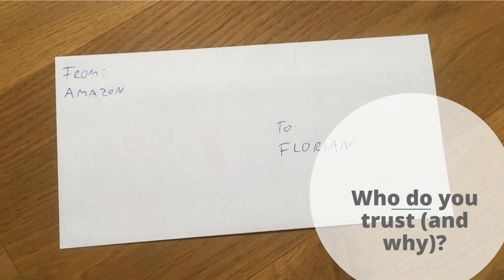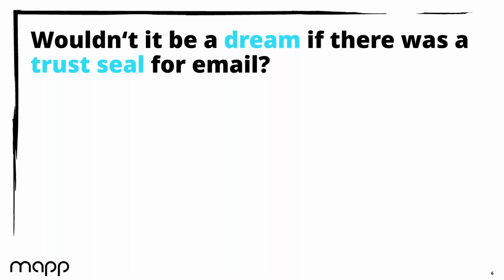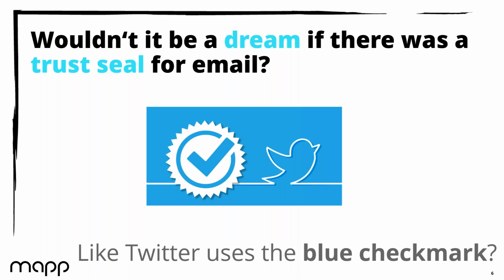I have another example. Who do you trust more, or what would you prefer, this mail or probably something like that? Don't think too much about the company, but in the end, why would you probably trust the second one more? It's because there's a seal on it. It's a trust seal. So in the end, what we need is something like a trust seal for email. That's what we want. Something like we can see for years on Twitter, where the accounts of famous people always have a blue tick, the blue check mark, and then we know that's the official account.